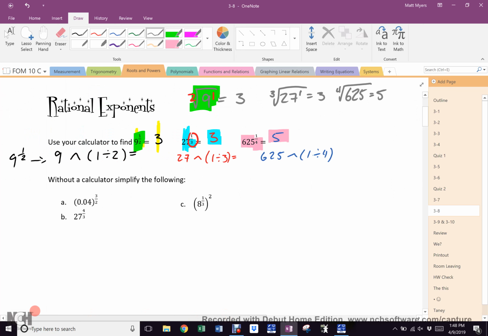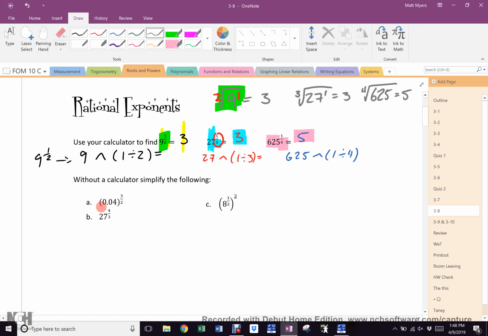So let's go back over here. Did your printing screw up like mine? Is the A right below? Yeah, okay. So here's what we're going to do. I'm going to rewrite B over here: 27 to the 4/3. And I'm going to white out this B. All right? Everybody cool? Okay.